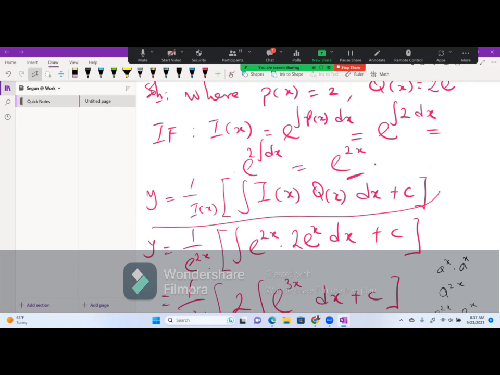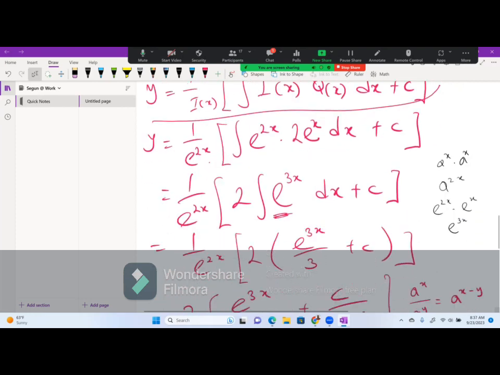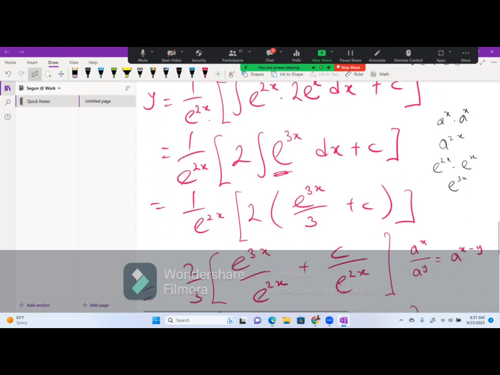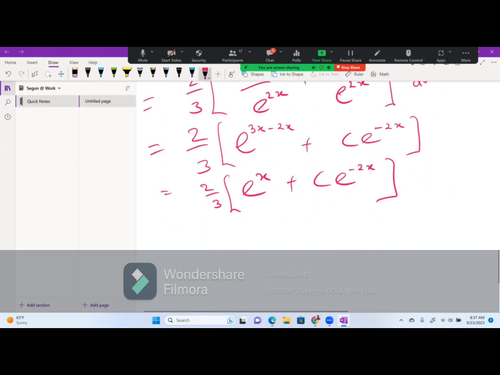Yes, sir. All you need to do depends on the function you are given. Don't cram this one. The function you are given will determine what your P or your Q will be. The question will be the one to determine it, not you. You don't have any business with that. They can give you any question and ask you to find the general solution.